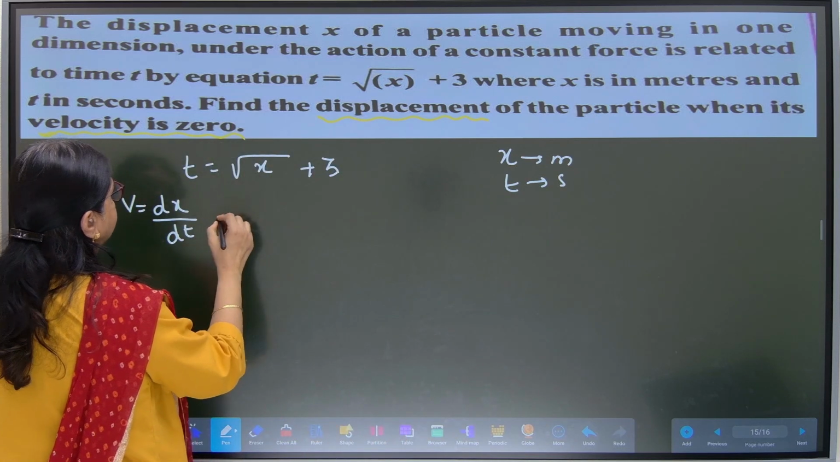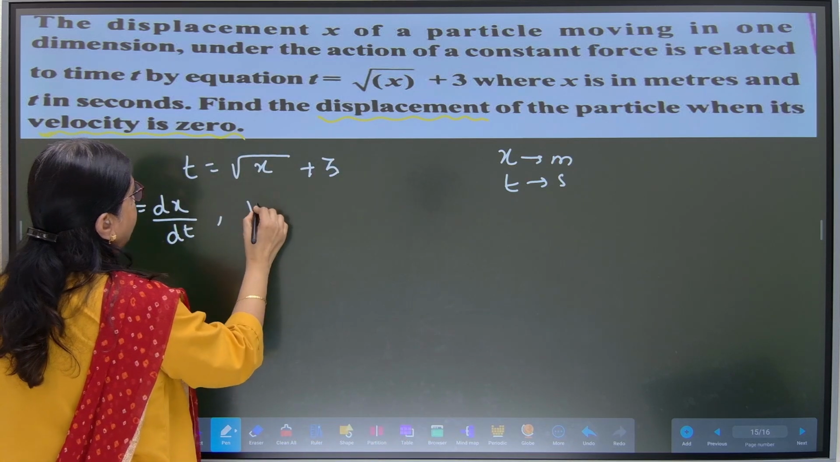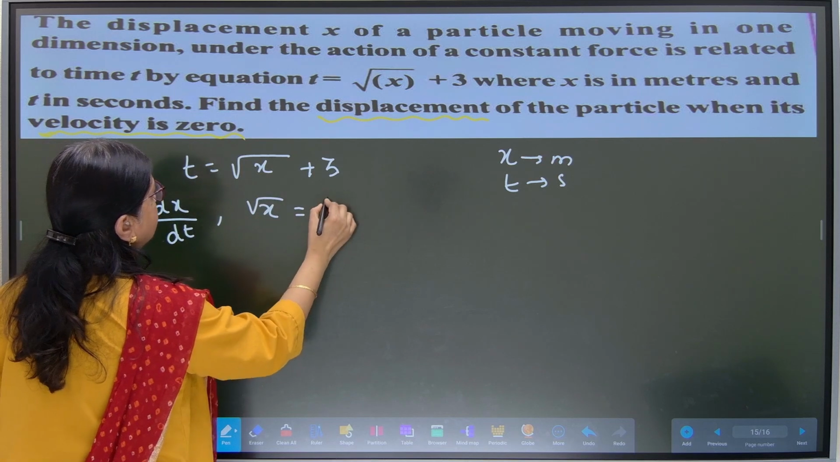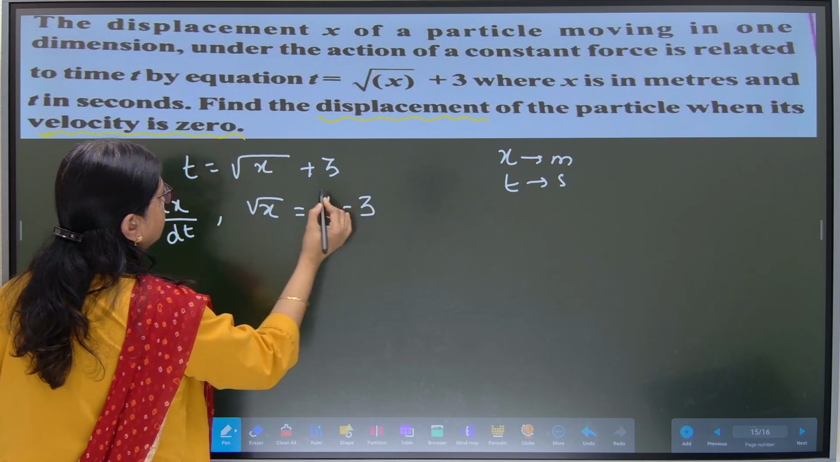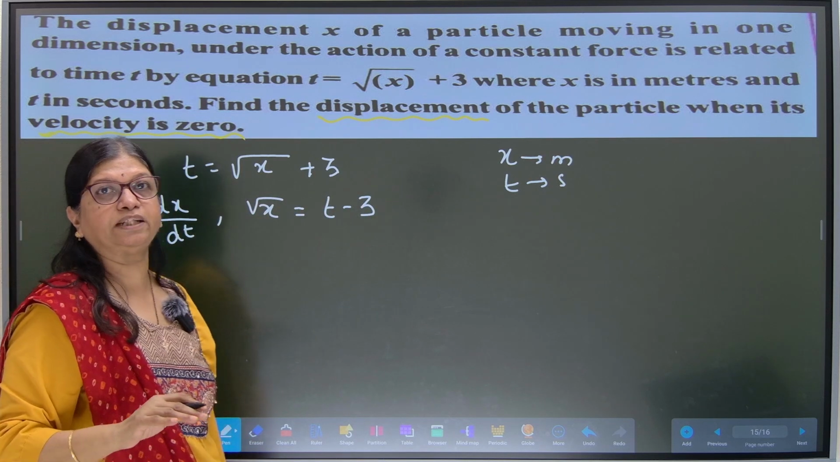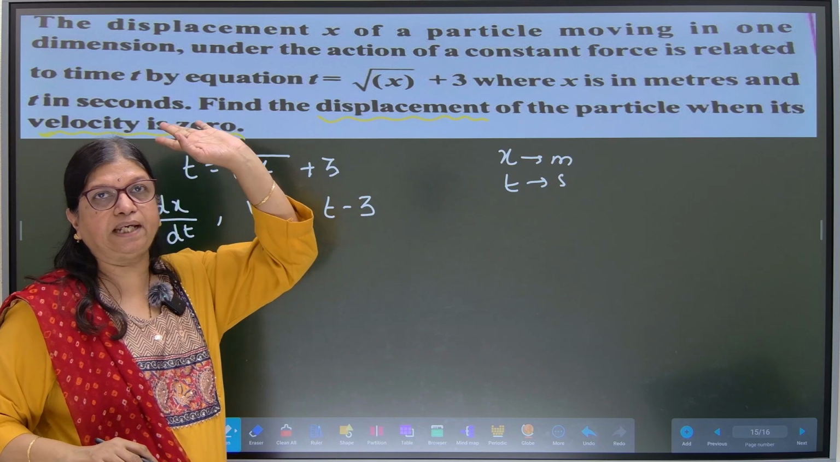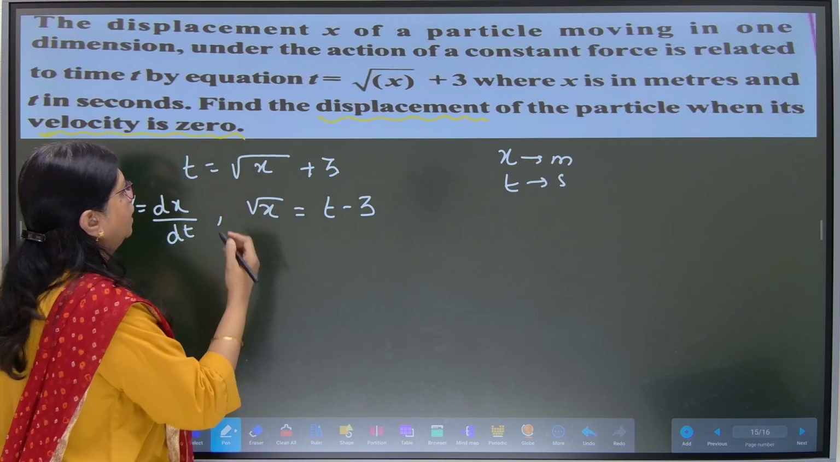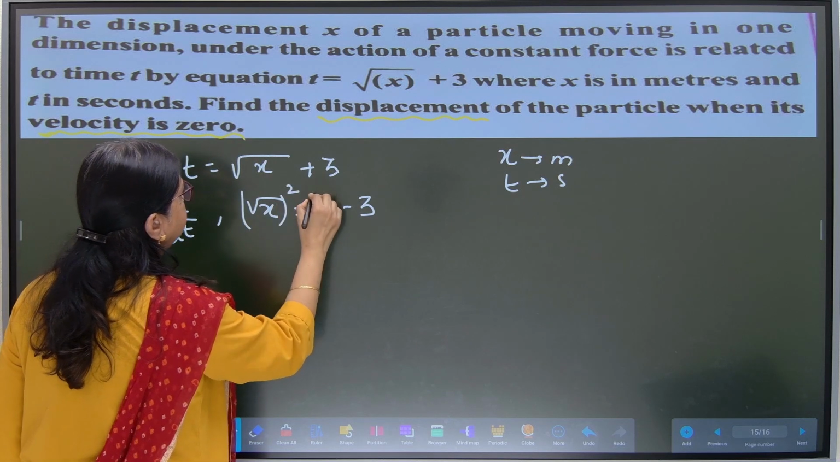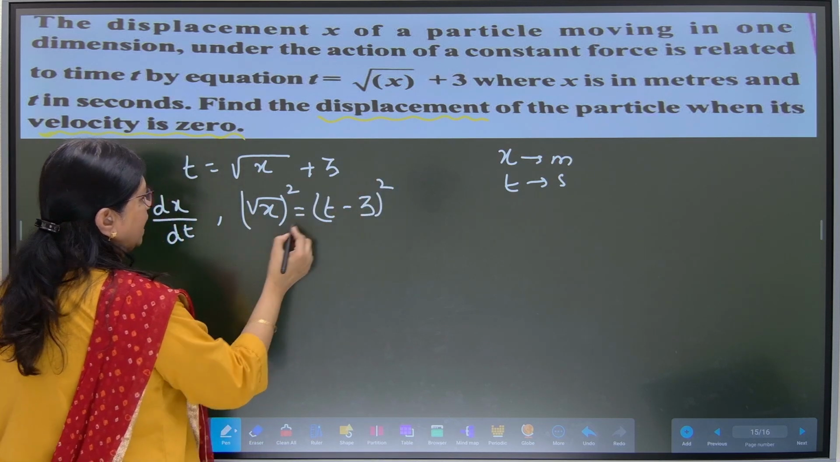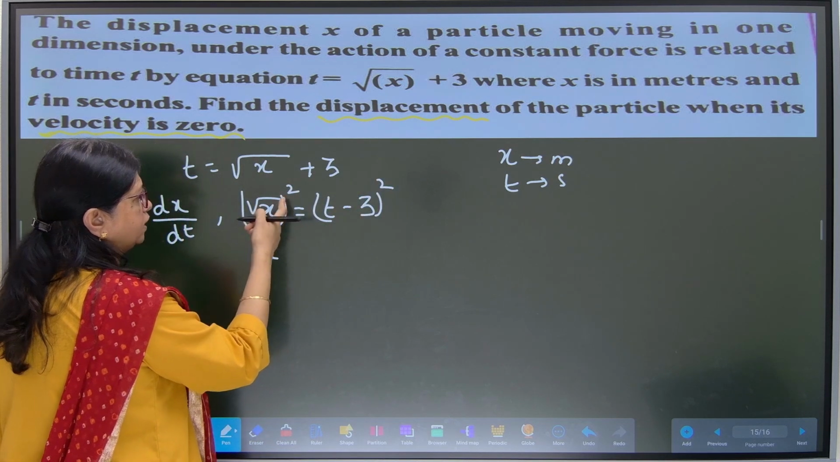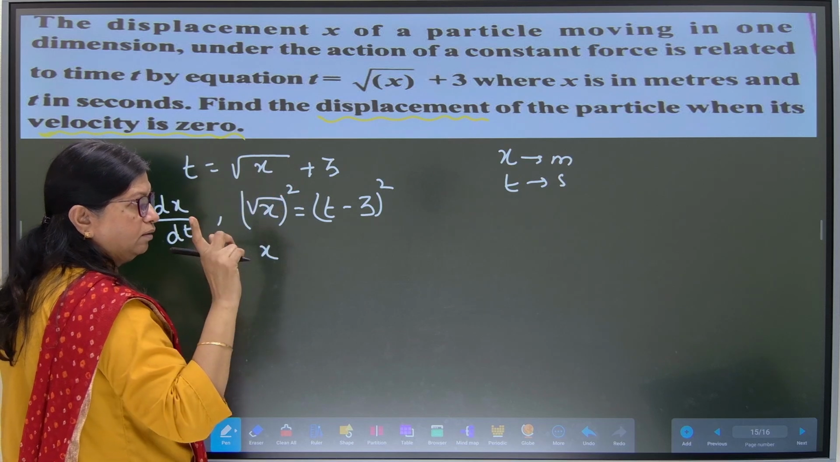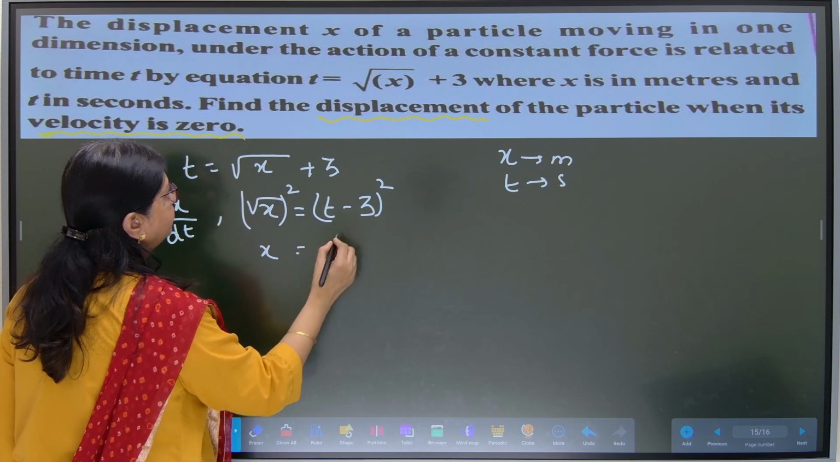How will I go to x? Root x is equal to t minus 3. I put root x on one side, t minus 3 on the other side. Equating, I can go this side, that side. Okay. Now, square both the sides so that I get x here. Root is there. Root of square is 1. So I wrote x here.